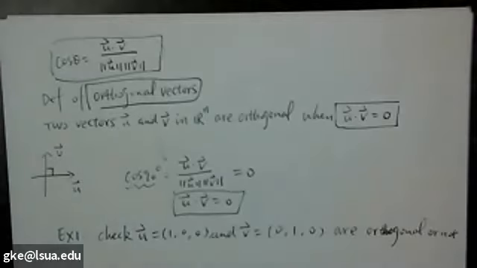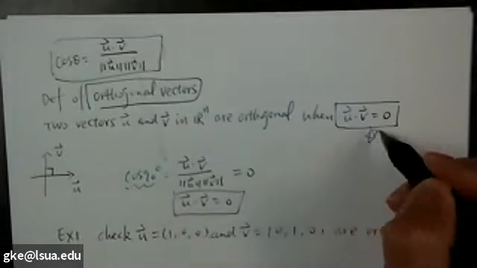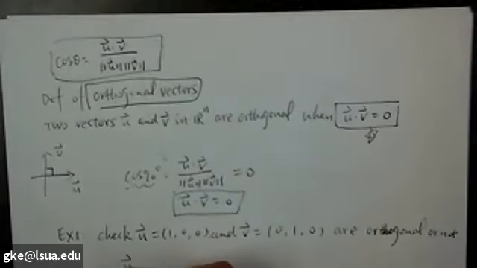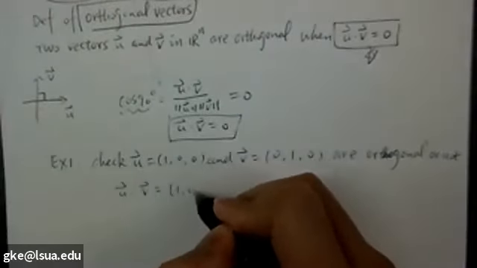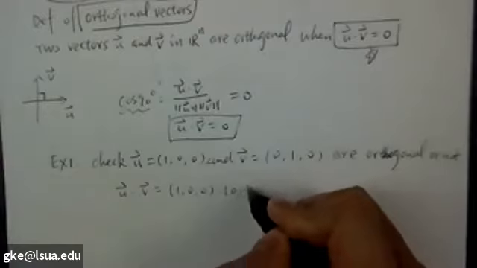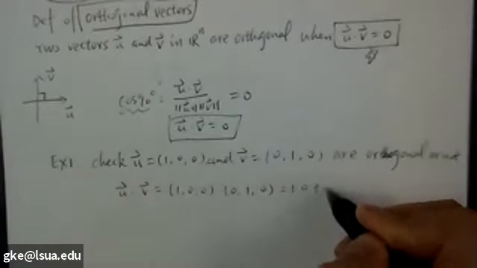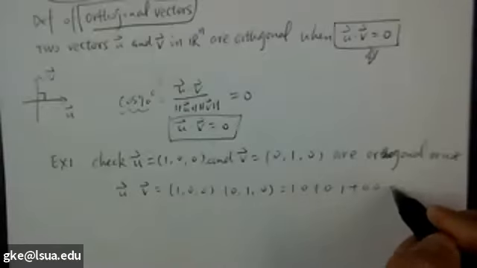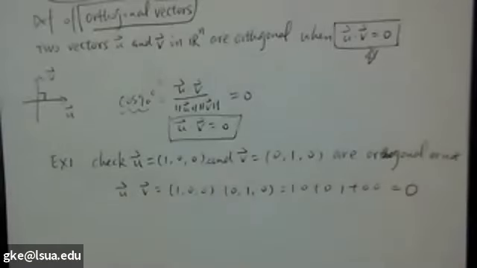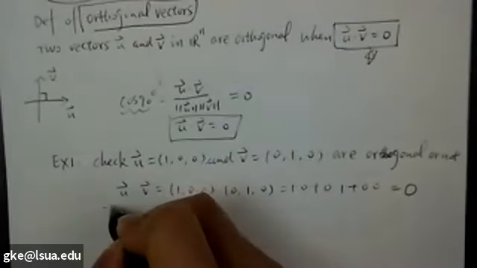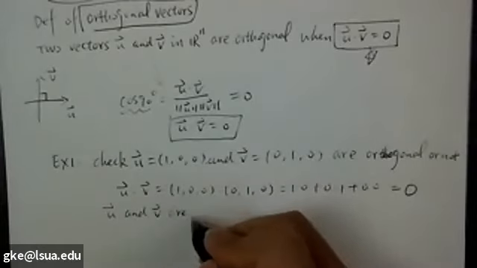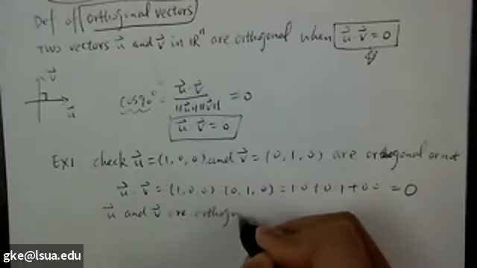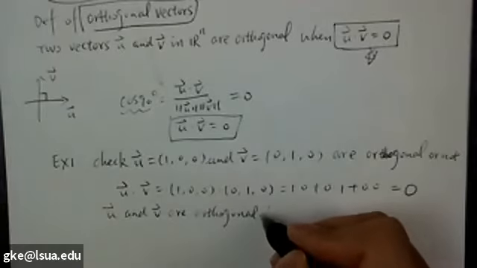Okay, now let me try it. To check whether these are orthogonal, we just need to use this formula, right? u dot v: (1, 0, 0) dot (0, 1, 0). So 1 times 0, 0 times 1, 0 times 0, and you're going to get 0, right? So u and v are orthogonal. Okay, orthogonal.